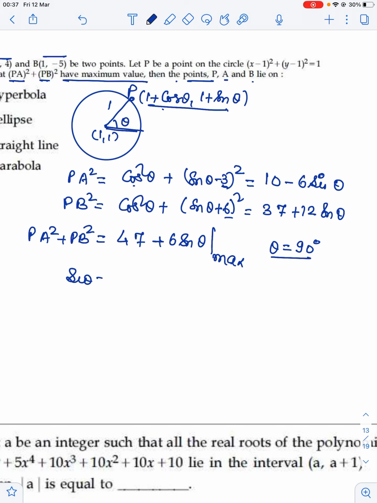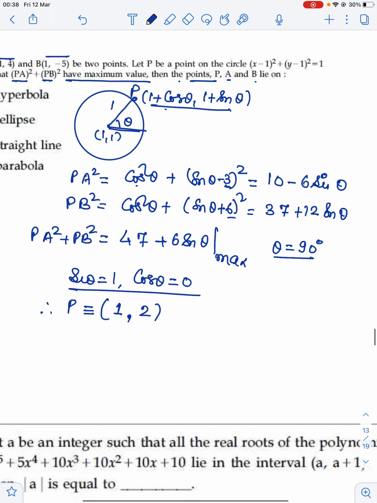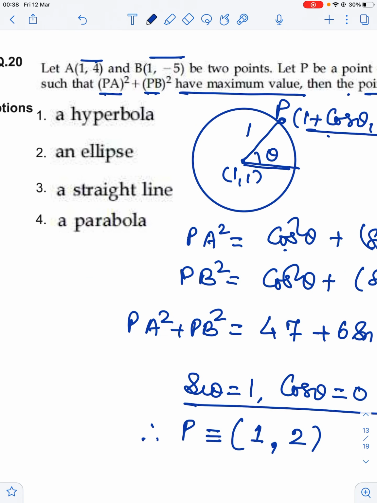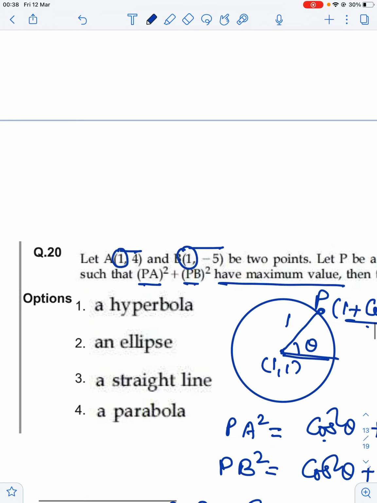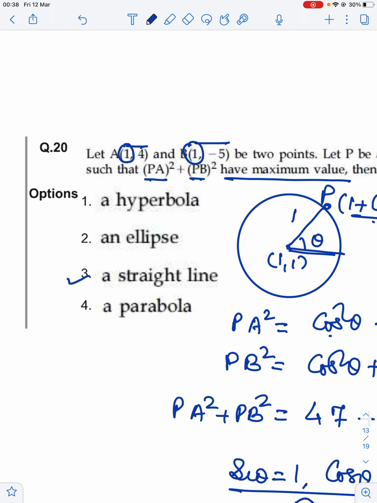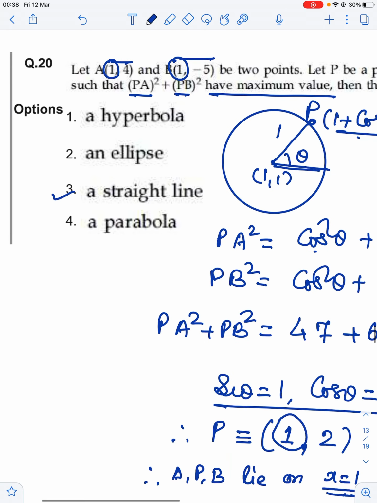So you can say sine theta has to be 1 and correspondingly cos theta equal to 0. So point P on this variable node, for this maximum condition, sine theta and cos theta value, P comes out to be (1, 2). So now we can easily observe that the x coordinate of each of A, B and P are the same, 1. So A, P, B lie on the line x equal to 1. So they are lying on a straight line, which is what was asked.